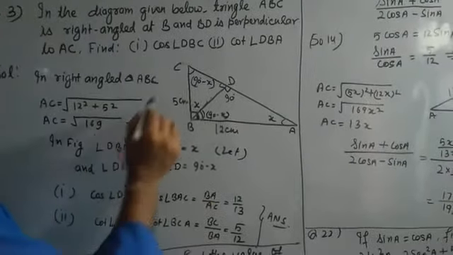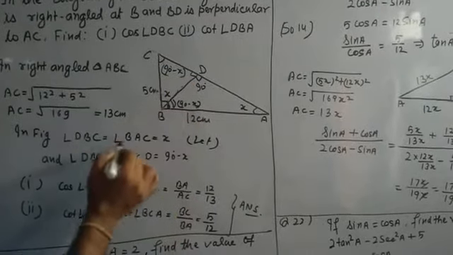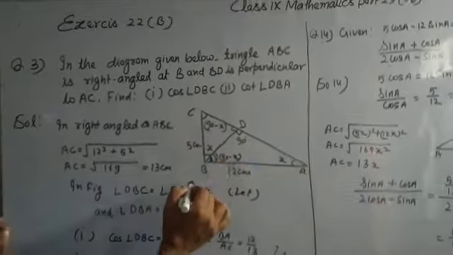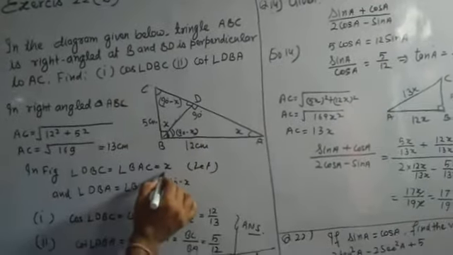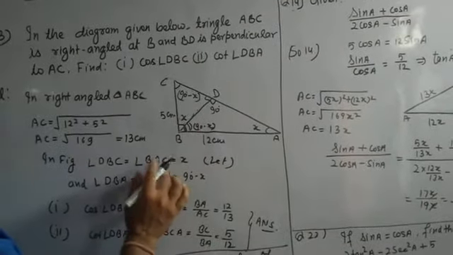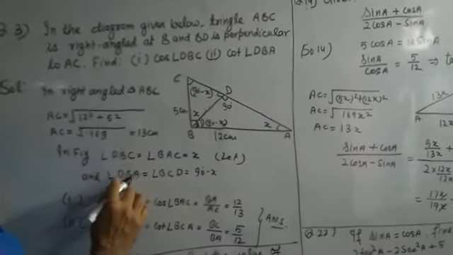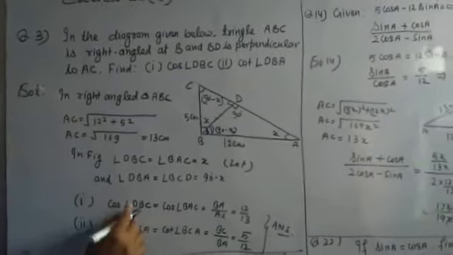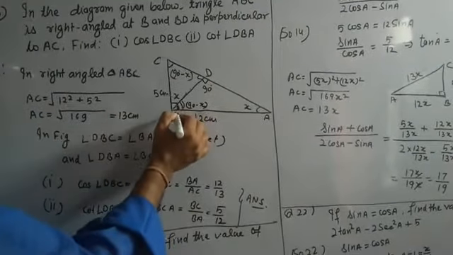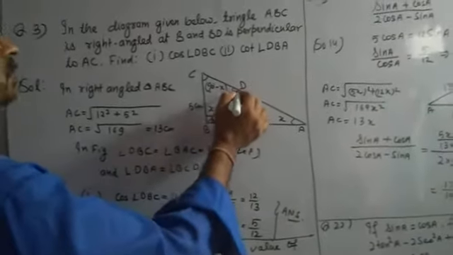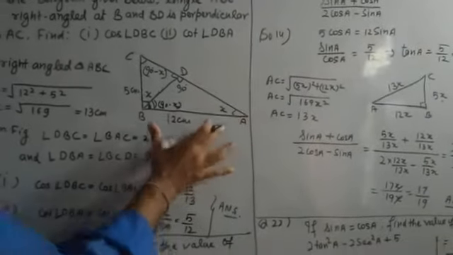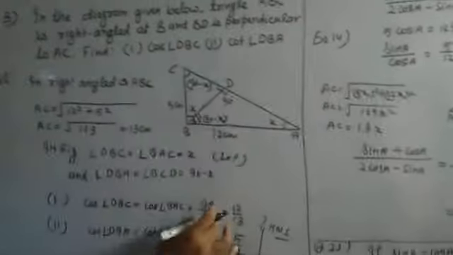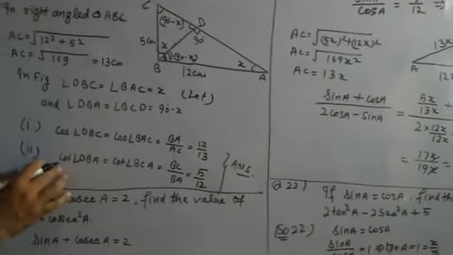From this we can say angle DBC equals DAB, angle BAC equals X, and angle DBA equals angle BCD equals 90 minus X. Therefore cos DBC may be written as cos BAC, because both are equal to X, equals base upon hypotenuse, means BA by AC, that will be 12 by 13.